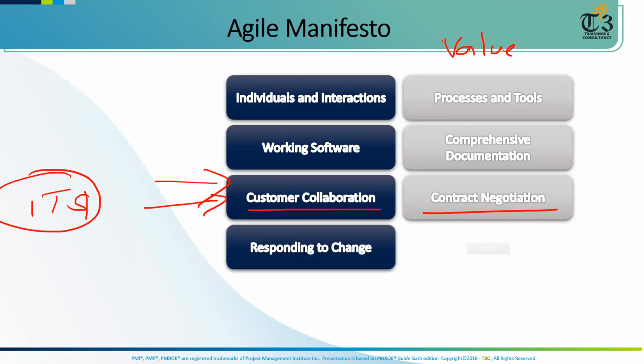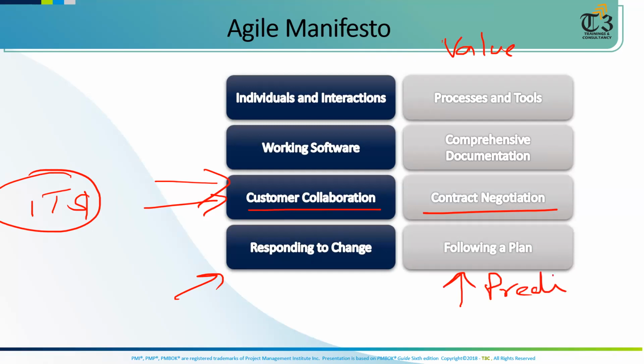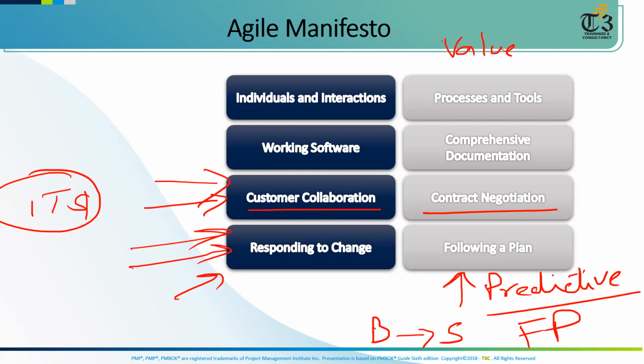And the last manifesto point says change is the only constant. Respond to change as much as you can instead of following a plan, which we do in predictive. Why do we resist change in predictive? Because our contracts are what? Fixed price contracts, where the buyer is safe and the seller is at risk. But it is only for the deliverable or output. If you want value, you cannot do fixed price contracts, because for the things that you don't know, how can you fix something about it? So we will keep changing it until you get the required value.